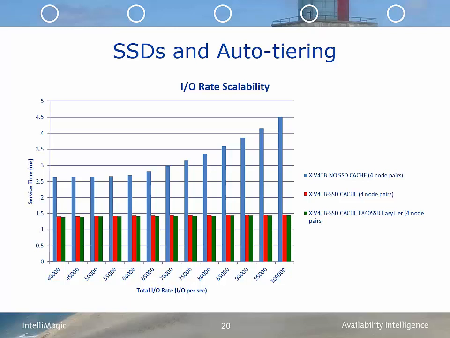In this example, we show some XIV using 4 terabyte drives and no SSD cache. We can see that's the steepest curve, and it's hitting the knee in the curve first, where it's just running out of capacity performance-wise. We're also looking at XIV with 4 terabyte SSD cache for 4 node pairs. And we're also looking at an XIV with 4 terabyte SSD cache and an 840 in the same pool in an Easy Tier pool. For these workloads, there's no difference between the XIV and the pool that has XIV as well as the Easy Tier, but there is a difference between the XIV that does not have cache.